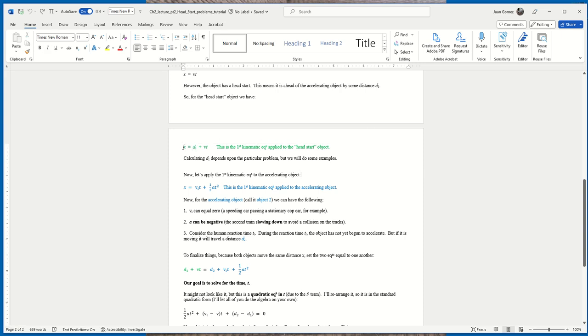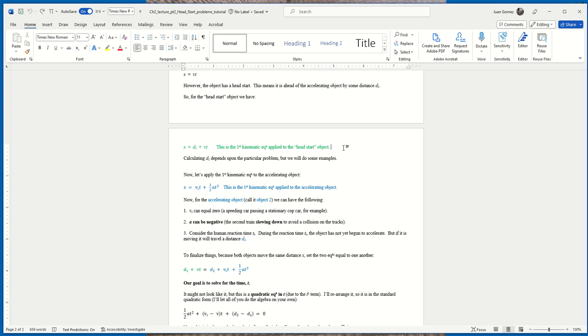So the first kinematic equation for object one, the one that is not accelerating: x is d1 plus v times t. What is d1? That is what's called the head start distance. You pass a police car. How do you calculate d1? Well, that's the distance you move during that reaction time. Remember, that's a real thing. It's not an instantaneous thing.